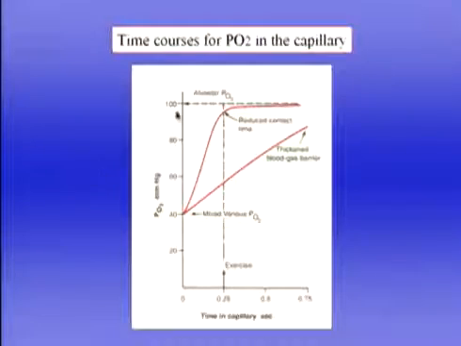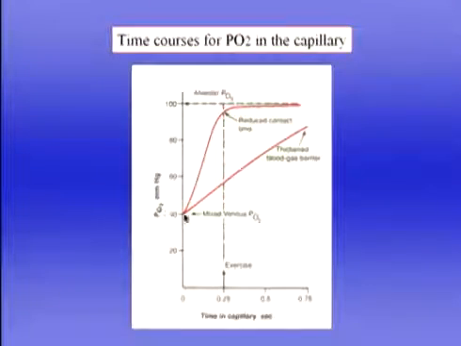Okay, so that's enough about hypoventilation. I'm now going to move to diffusion impairment. And again, we discussed that extensively, the principles of diffusion, in the respiratory physiology lectures. I'm just going to recap briefly here and remind you of the time course for the PO2 in the pulmonary capillary as the oxygen is loaded in the lung.